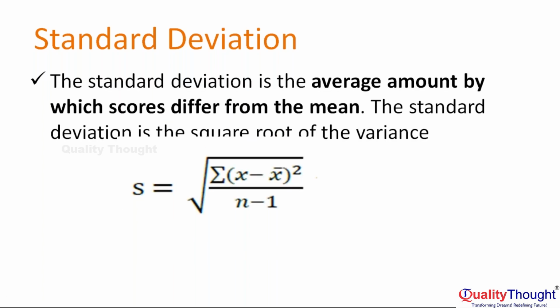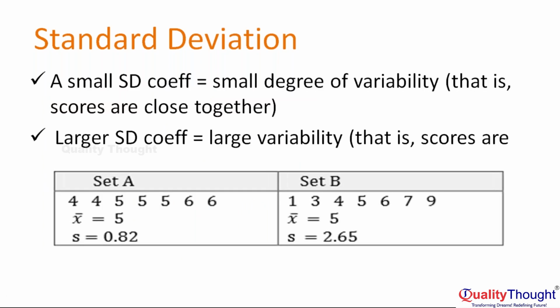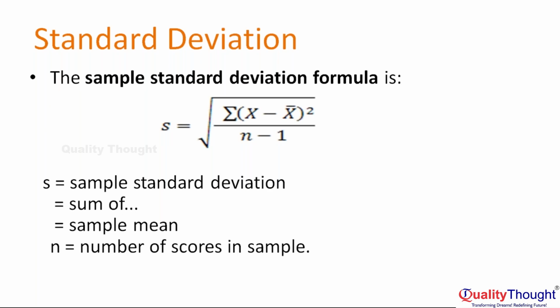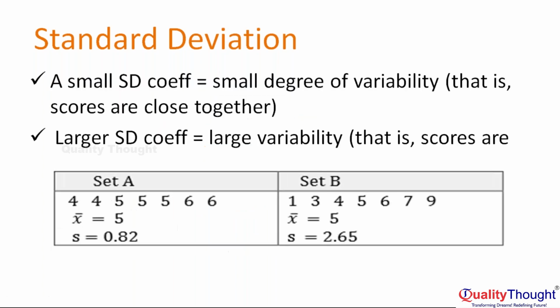This is a sample which I'm showing. For the population, I know that you can understand, it is n divided by n. But this is a sample where we can see n minus 1. If it is going to be a population standard deviation, you will see capital N before. Okay, so now let us see.